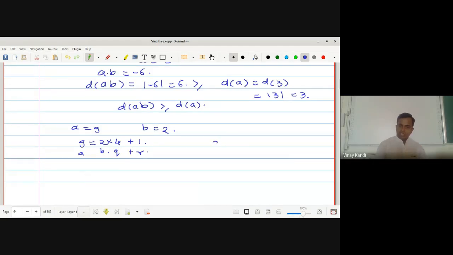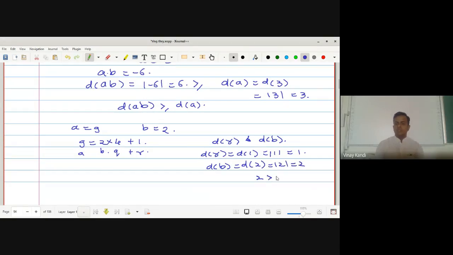Okay, and the condition is D of R is less than D of B. Is it? What is D of R here? D of R is equal to D of 1. See, what is the D function? Mod of 1, which is equal to 1. Okay, now what is D of B? D of 2, which is equal to mod 2, hence 2. Now here 2 is greater than 1. It implies D of B is greater than D of R. So this condition is also satisfied. Okay. Hence the ring of integers is a Euclidean domain.